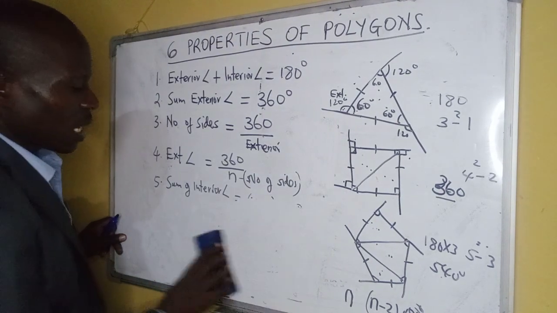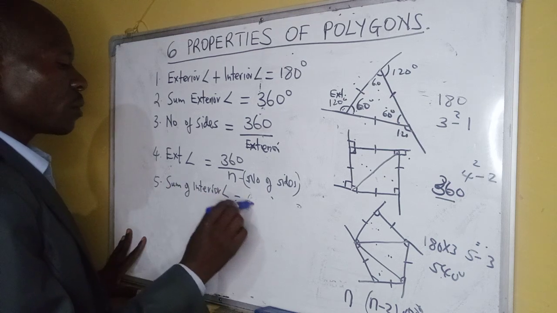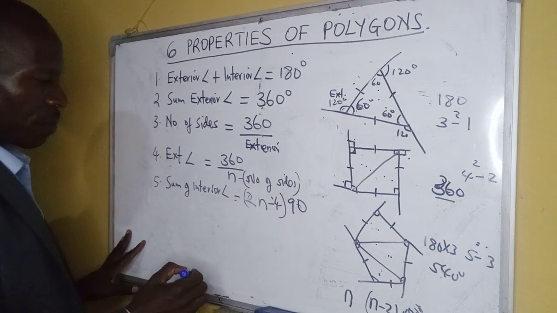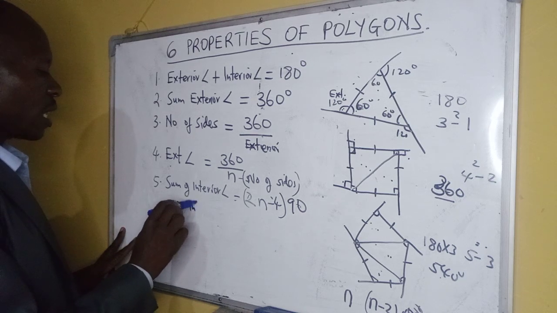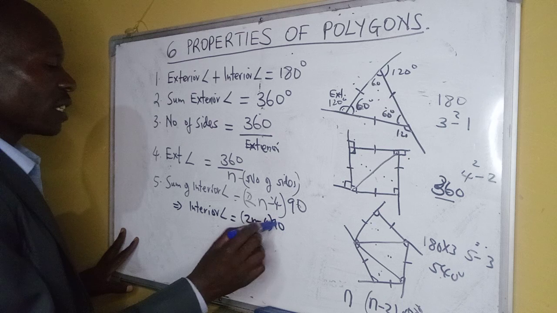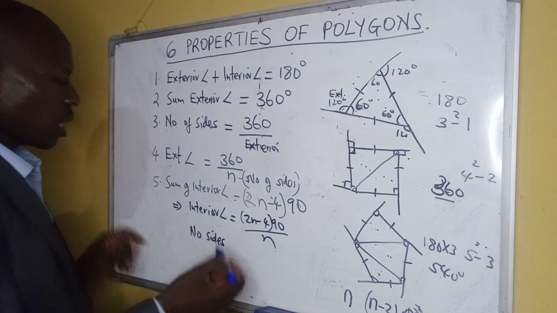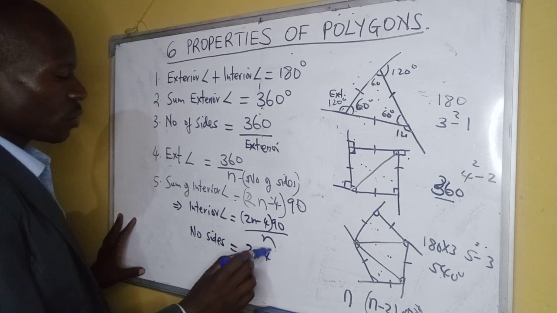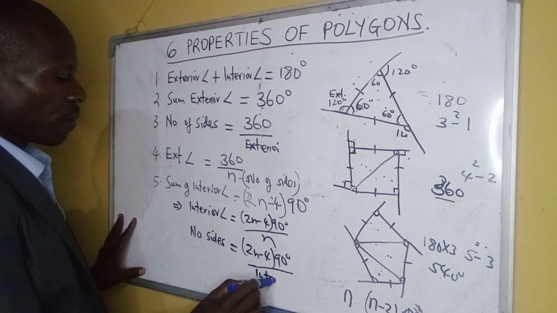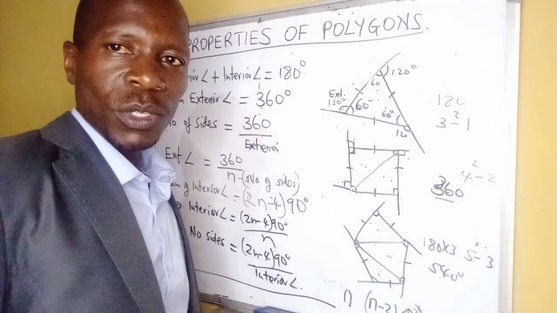So we can now also say that if the sum of interior angles of a polygon is 2n minus 4 right angles, then it follows that the interior angle will be equal to 2n minus 4 times 90 over the number of sides. Or the number of sides can also be given, if you are given the interior angle, as 2n minus 4 times 90 degrees over the interior angle. This information will help you to solve various questions involving polygons.